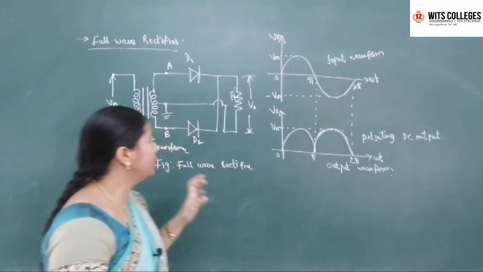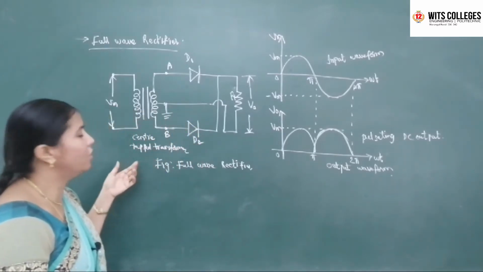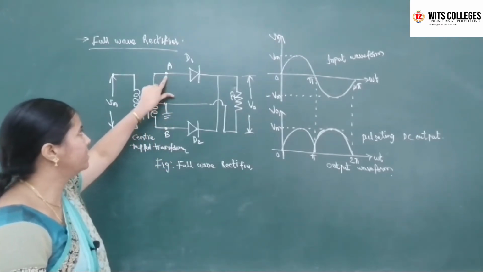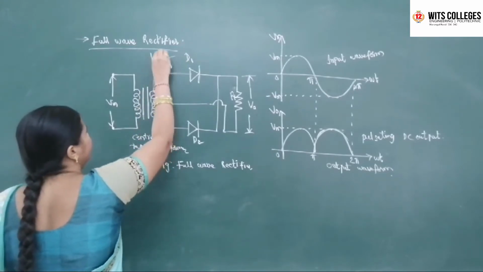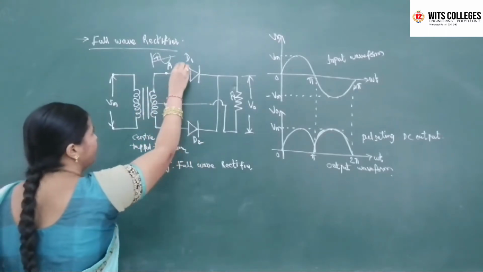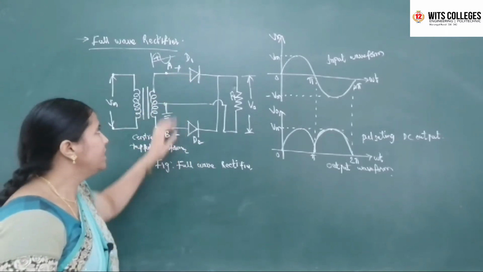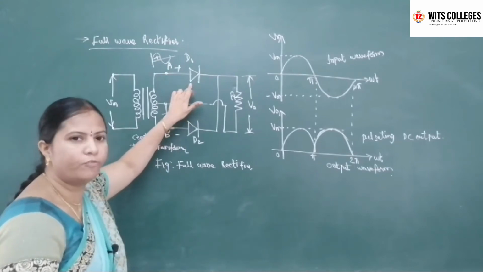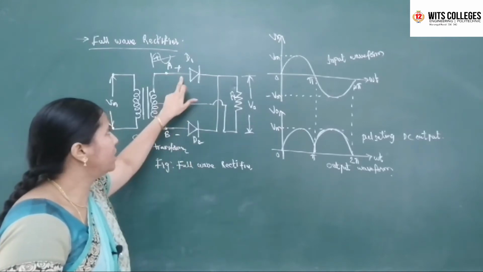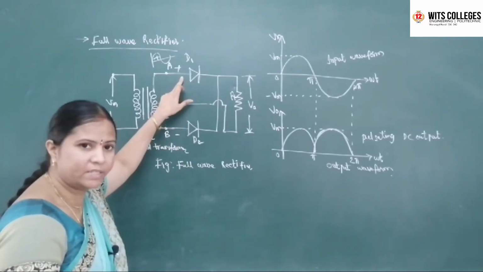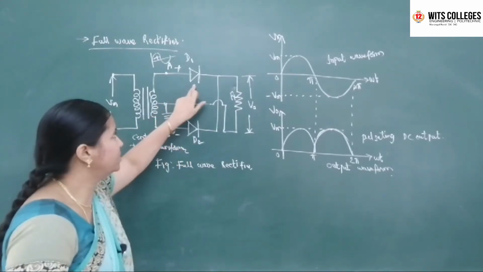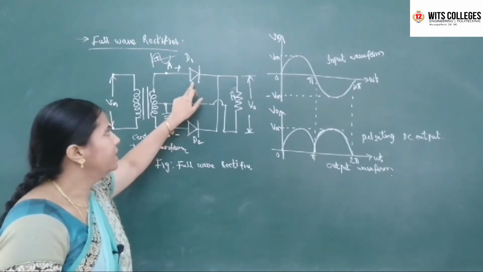Coming to the operation of the full wave rectifier. During the positive half cycle, the transformer secondary terminal A becomes positive and B becomes negative, so diode D1 is forward biased and diode D2 is reverse biased. The current conduction takes place only in diode D1.